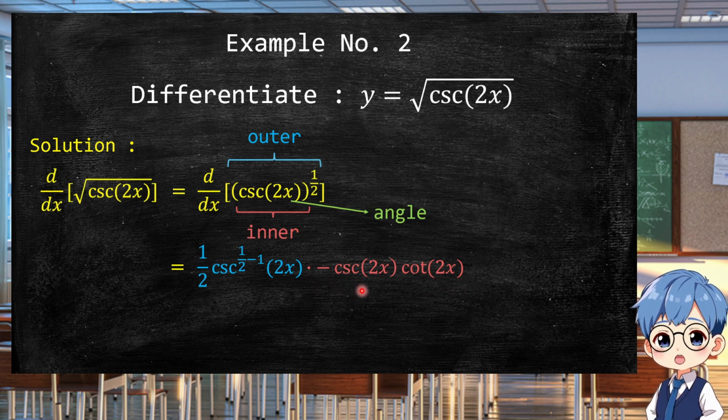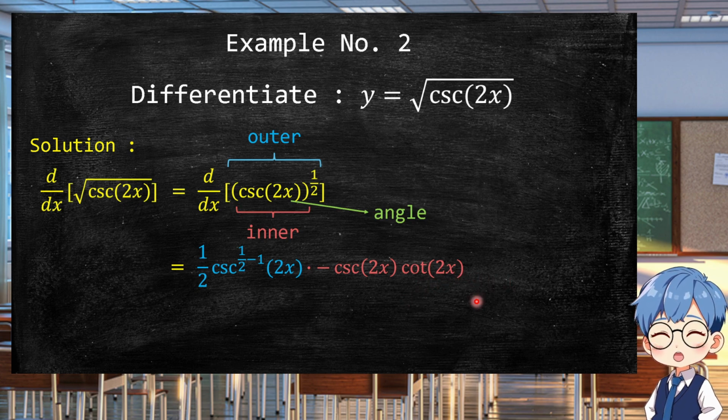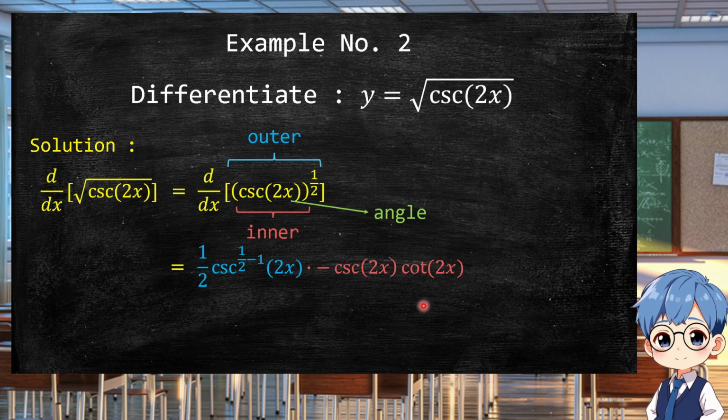Just view the previous video. There are examples for each formula, the formulas for the derivatives of trigonometric functions. Then next we have the derivative of the angle. The derivative of 2x is simply 2.